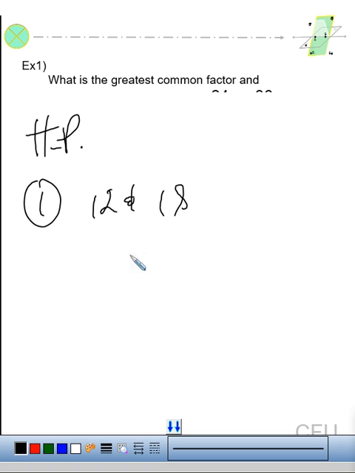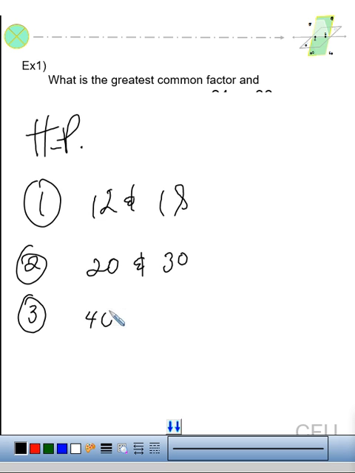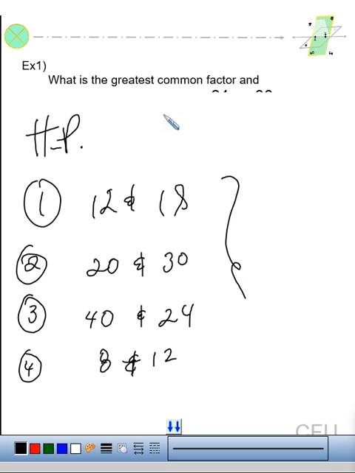Write this down. Yes. Number 1 is 12 and 18. Number 2 is 20 and 30. Number 3, we got 40 and 24. Number 4, we got, give me a number, 8 and 12. And I'll stop right there. Let's do only 4. Okay? I want you to show me with the Venn diagram the GCF and LCM.